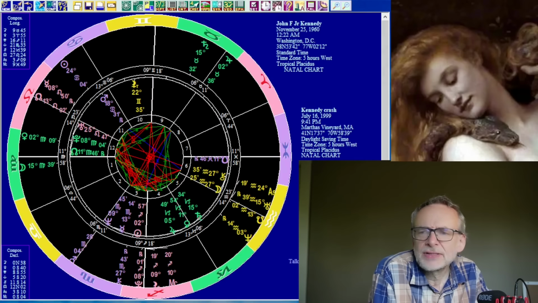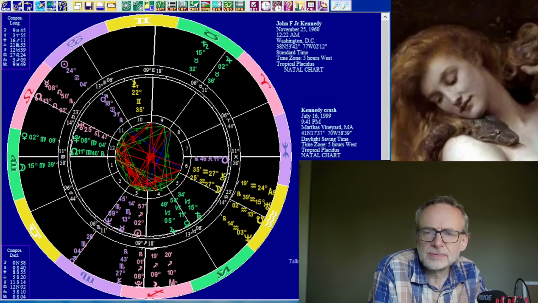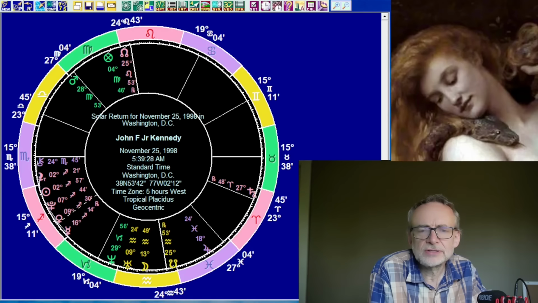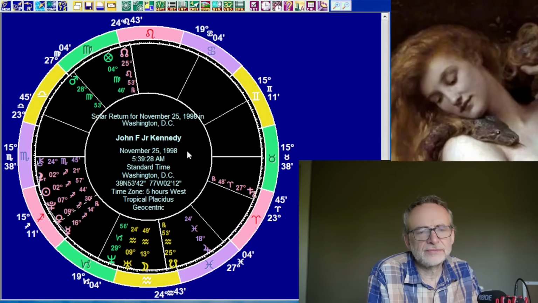And then I wanted to look at his solar return for 1998. So this was the solar return before the crash, and here is his solar return for the crash. And yeah, Sun is kind of conjunct Pluto, but look at Lilith.